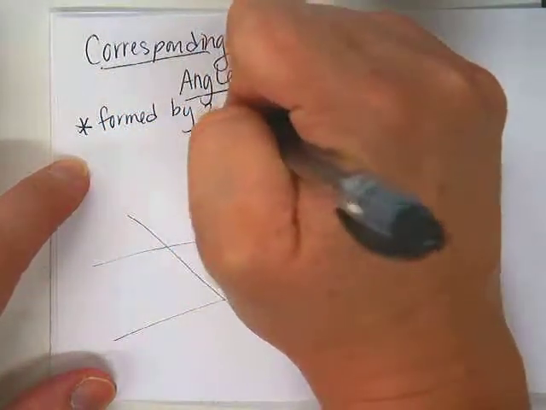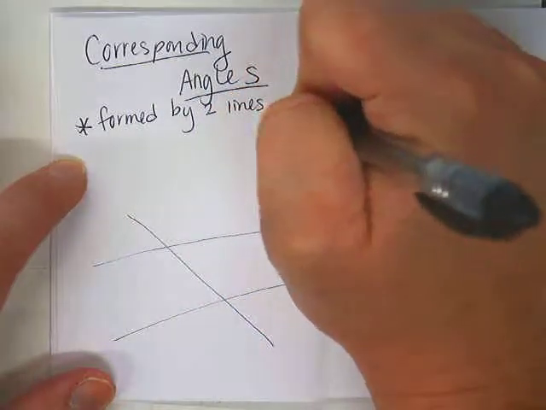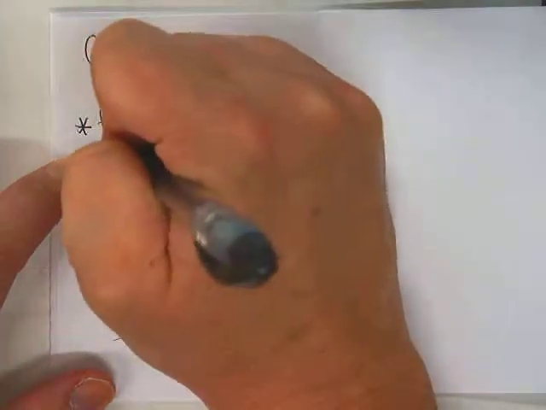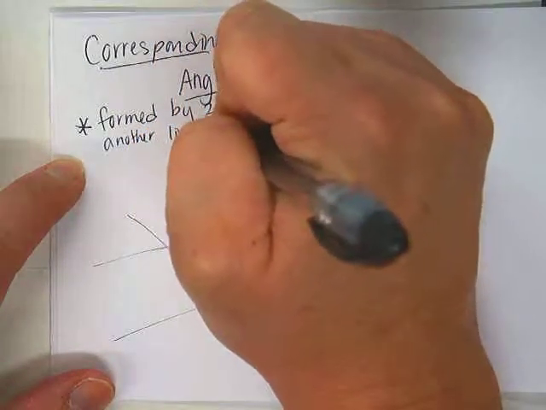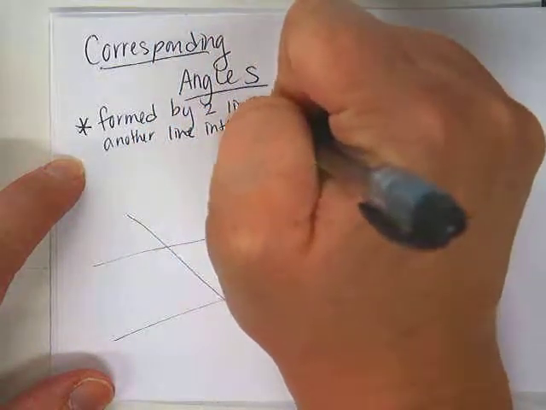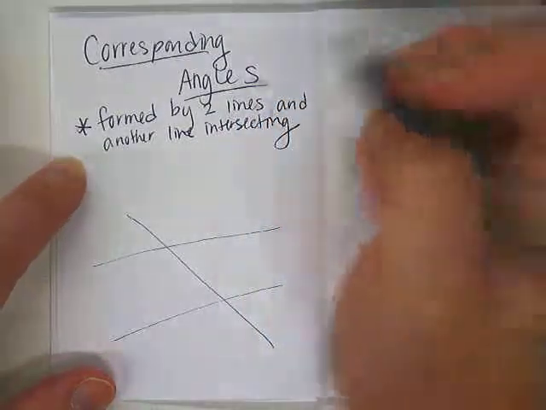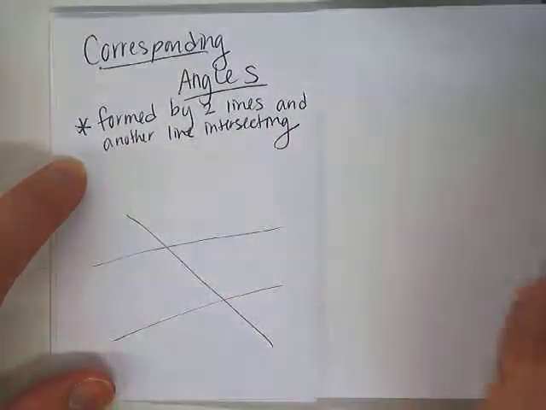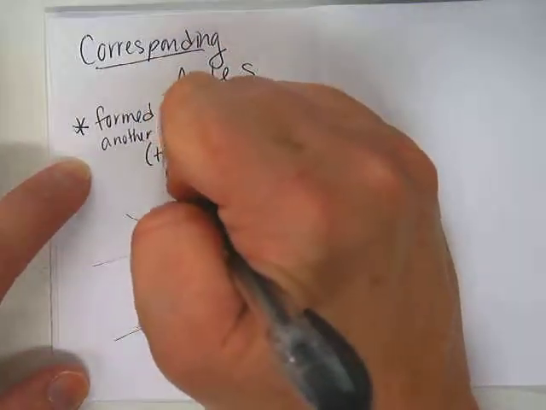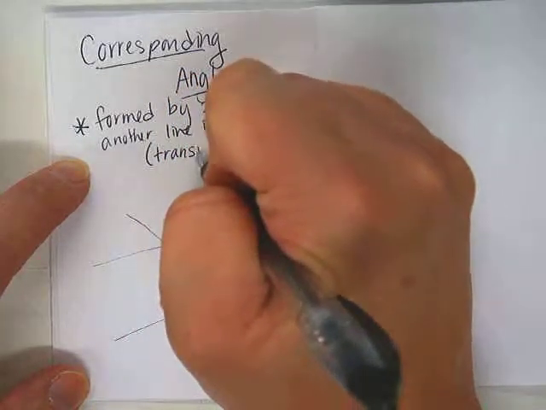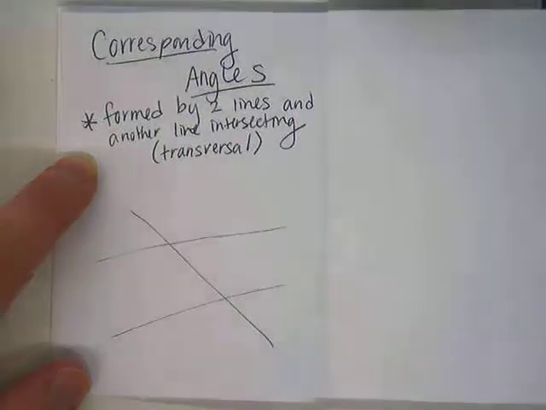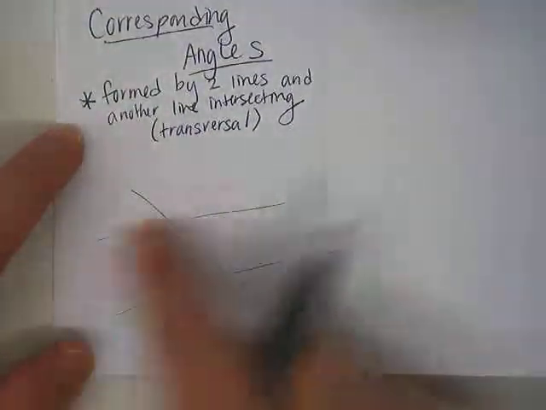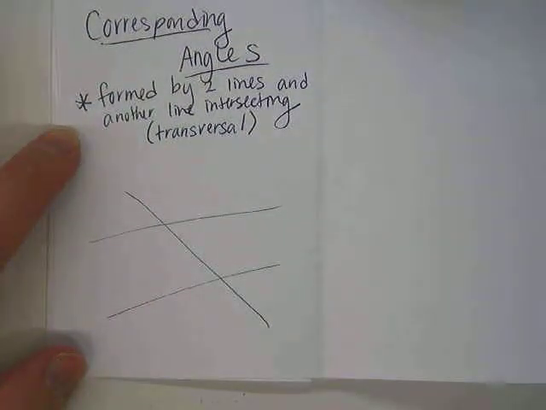by two lines and another line intersecting them. And that other line that is intersecting is called a transversal. So that's a new vocabulary word for you. The line that's going through the two other lines is called a transversal.